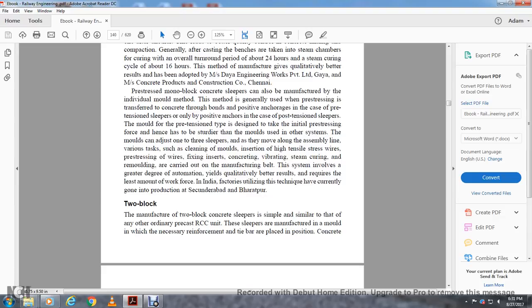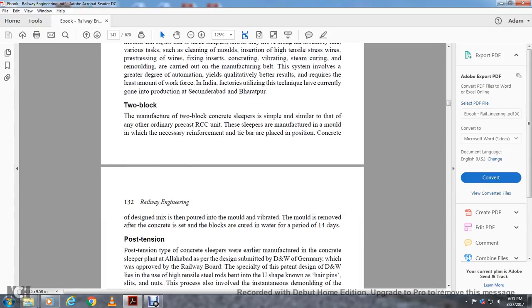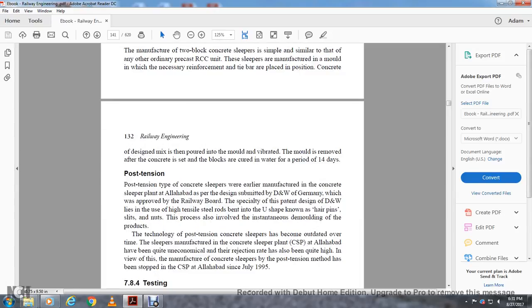The manufacturing of two-block concrete sleepers is similar to that of an ordinary precast RCC unit. The sleeper is manufactured in a mold, with the necessary reinforcement tie bar placed in position. Concrete of the designed mix is poured into the mold and vibrated. The mold is removed after the concrete is set, and the sleeper is cured with water for a period of about 14 days.